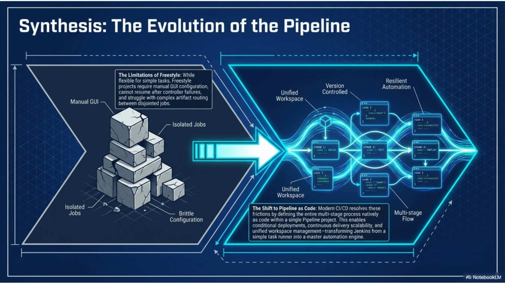Slide 12: Evolution to pipeline as code. Jenkins has evolved over time, from manual jobs to fully automated pipelines. Now everything is defined as code. Pipelines are scalable, reliable, and efficient. This represents modern DevOps practices.